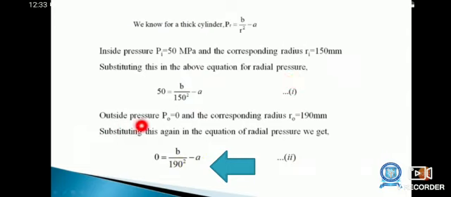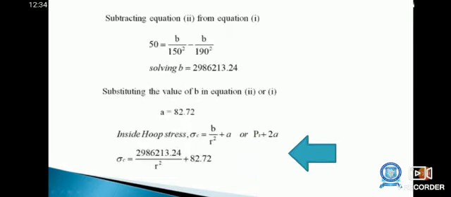Next, outside pressure P0 is equal to 0, that is the assumed value. The corresponding radius is the outer radius 190 mm. So you can apply this in the formula: 0 is equal to B divided by 190 square minus A. That is equation number 2. Subtracting equation 2 from equation 1, 50 is equal to B divided by 150 square minus B divided by 190 square.